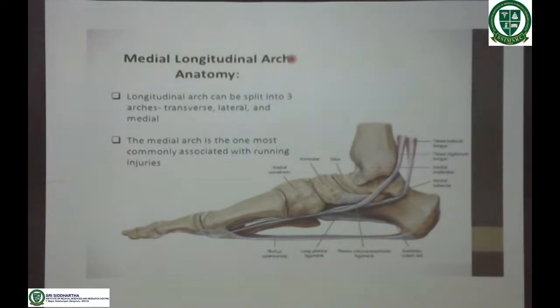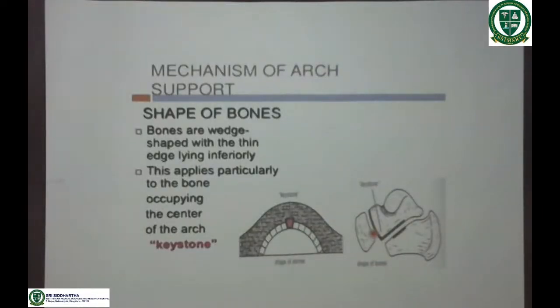Then there are some factors which help in maintaining the arch. You have seen this concavity here. We'll see these in detail. One such factor is the shape of the bones itself, a supporting factor which helps to maintain the arch. The bones are wedge shaped, with the pointed part towards the plantar surface.